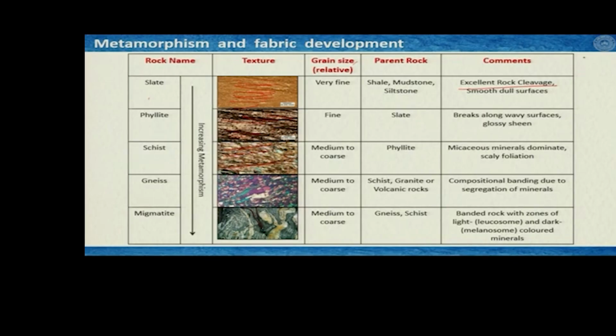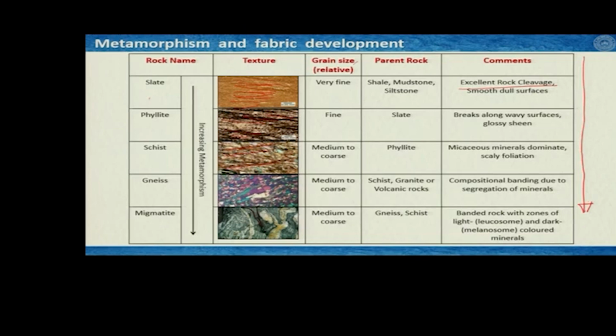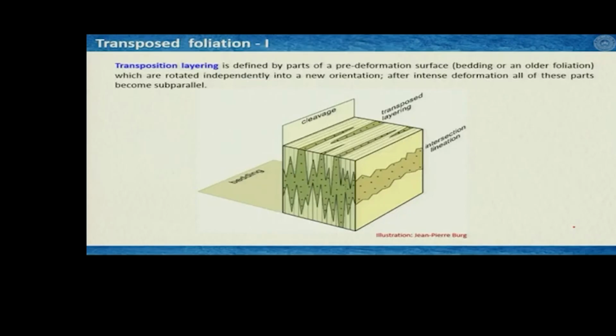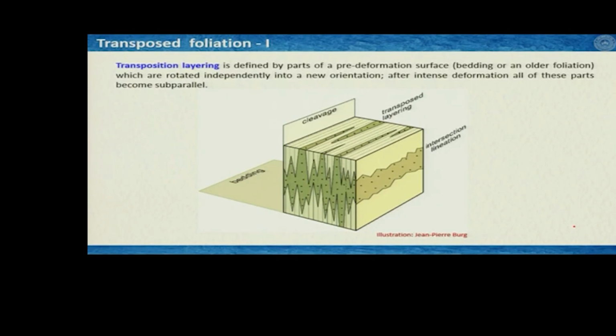So, this is a very comprehensive table to guide you on what sort of foliations or secondary cleavages you would expect with the degree of metamorphism, what would be the grain size, what is their parent rock, and so on. Now, there are some other types of foliations that we look at after the basic classifications. These are very typical, but they are very important to identify.